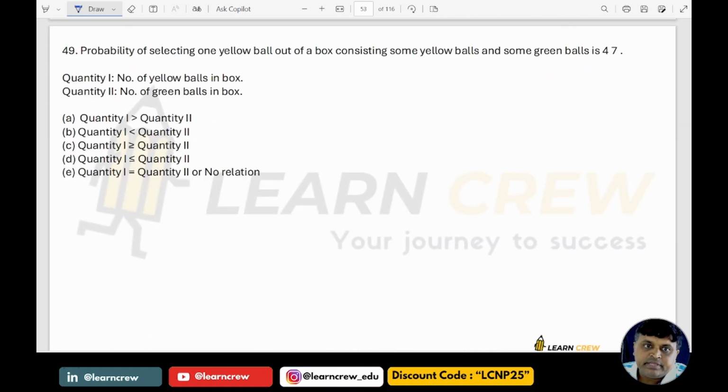Next, the probability of selecting one yellow ball out of a box consisting of some yellow balls and some green balls is 4 by 7. So compare the number of yellow balls and the number of green balls in the box. See here, the total number of balls is 7x. Out of them, you are picking one. The probability of picking a yellow ball is 4 by 7, so it is 4x. So what does it mean? If yellow balls are 4x, then the green balls are 3x. So which is more here? 4x is more than 3x. So you can say definitely 1 is more than 2.